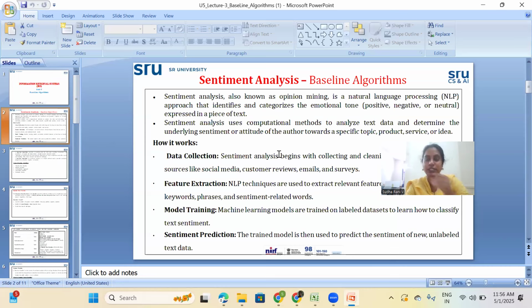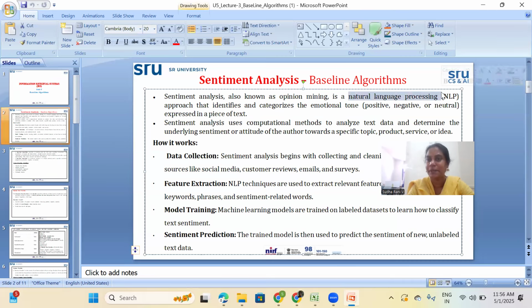I explained the definition of sentiment analysis and where we are using it, and this is the most important one in neural network processing, NLP sentiment analysis. And how sentiment analysis works: first data collection, feature extraction, model training, and sentiment prediction. So sentiment analysis works by first taking the data collection.